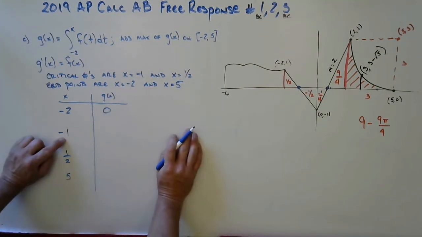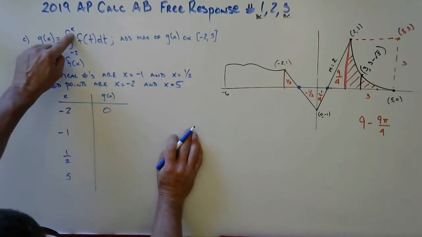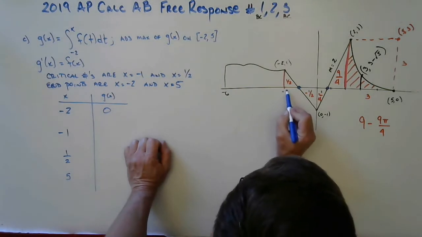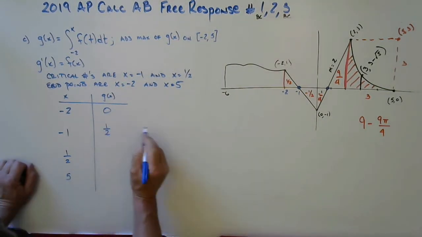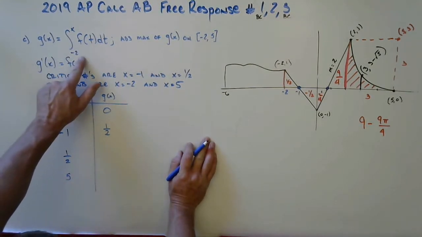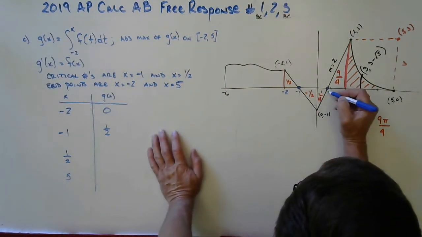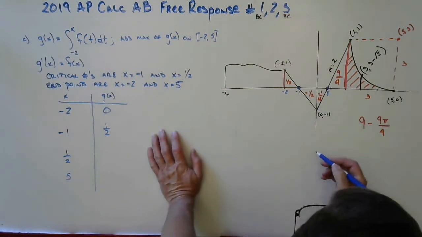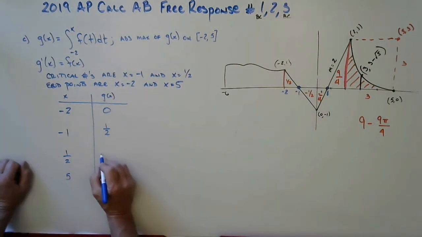What is g of -1? G of -1 is the integral from -2 to -1. The integral from -2 to -1 is 1/2. What is g of 1/2? That's the integral from -2 to 1/2. So that's the integral from -2 to over here at 1/2. We get 1/2, take away a fourth. That's going to be minus 1/4.